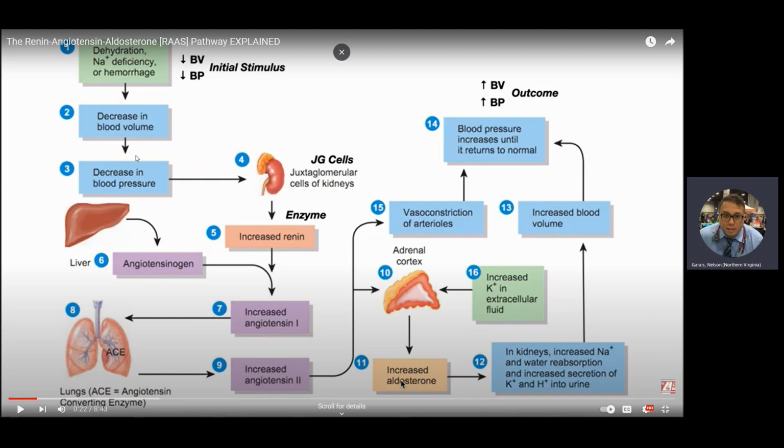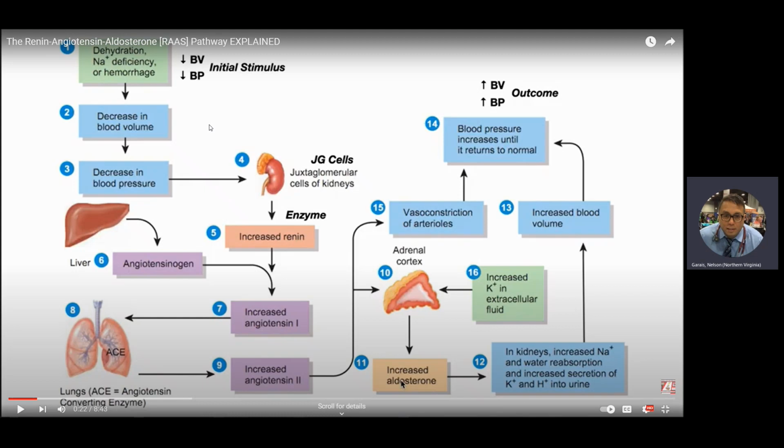So when I look at all this, 1, 2, and 3, that's all one big picture. Decrease in blood pressure, decrease in blood volume, decrease in water. If I have a decrease in water, I'm also dehydrated. And remember we talked about wherever salt goes, water goes. So if there's not a lot of water, is there a lot of salt? No. So I also have a sodium deficiency.